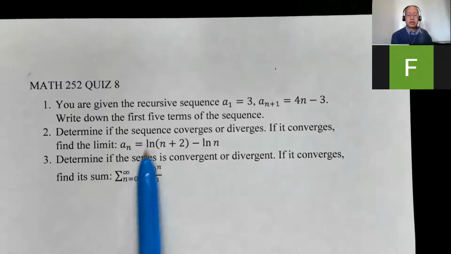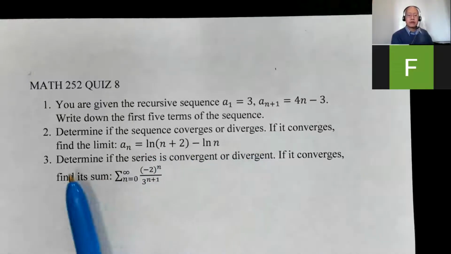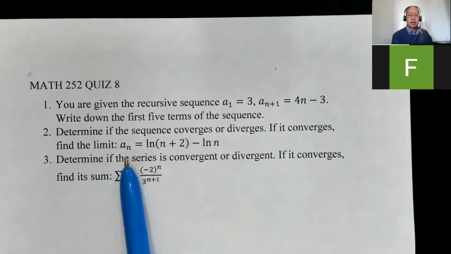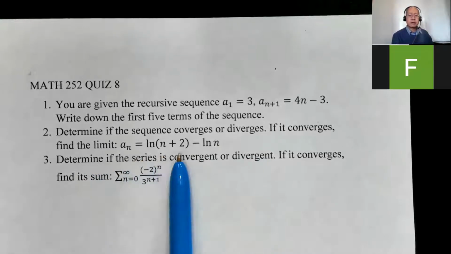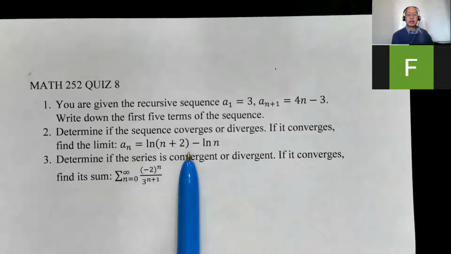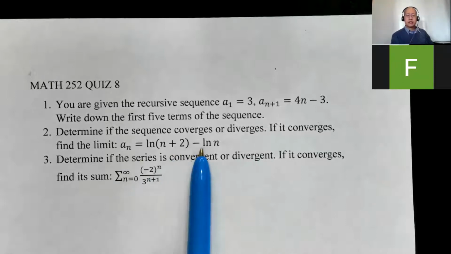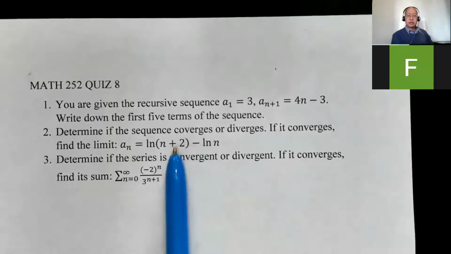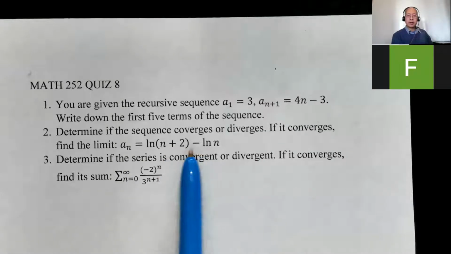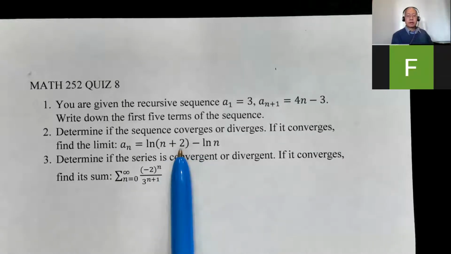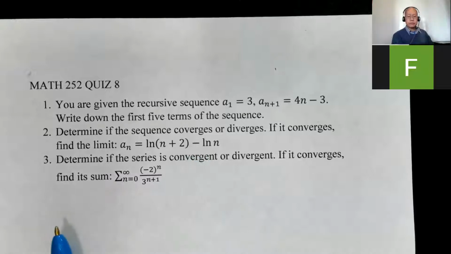Number 2, determine if the sequence converges or diverges. If it converges, find the limit. A sub n equals limit n plus 2, ln n plus 2 minus ln of n. Okay, a hint is use properties of logs. Okay, how do you take care of ln of a difference? All right, that should pretty much help you with that.